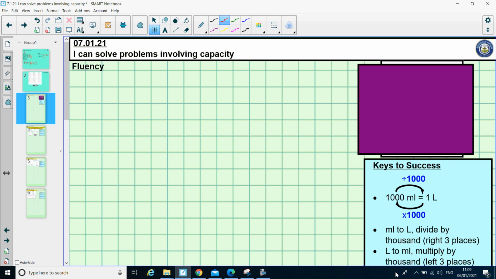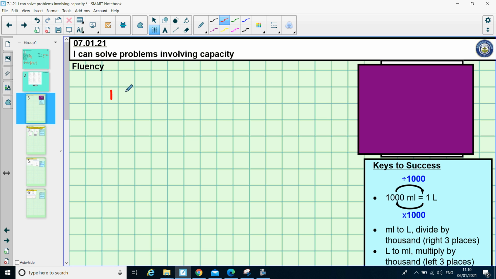So capacity is generally about how much liquid can fit inside something. So we measure liquid in millilitres and litres. Now the important thing to know here is that there are 1,000 millilitres in 1 litre. Okay, very similar to what we learned yesterday about grams and kilograms.